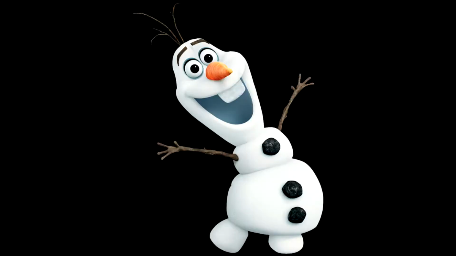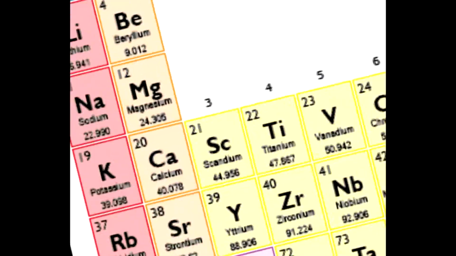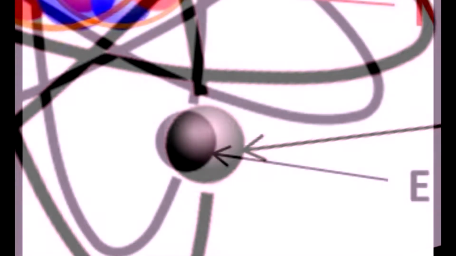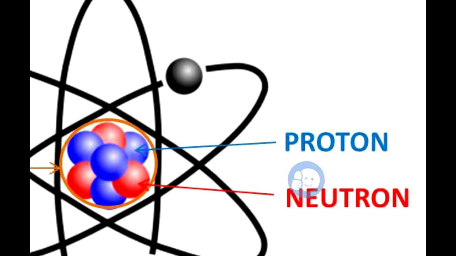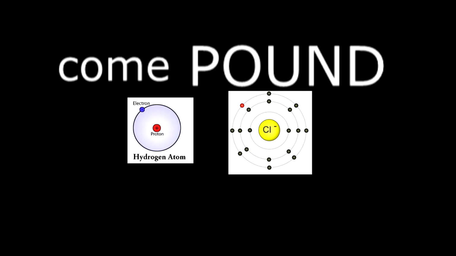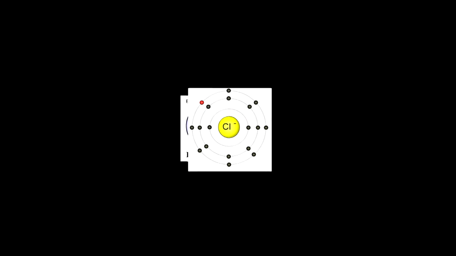Got it? Cool! Now, an element is an atom that always has the same number of protons. Electrons can come and go, but protons always stay the same in an element. Now, a compound is when two elements get together and they say, hey, compound. Then they become a molecule. And they love each other.